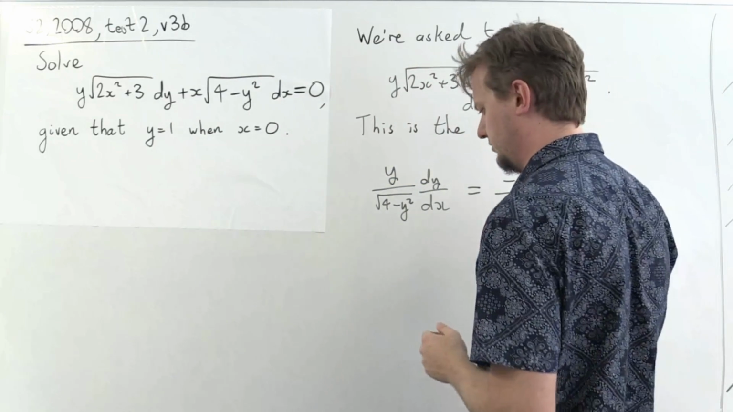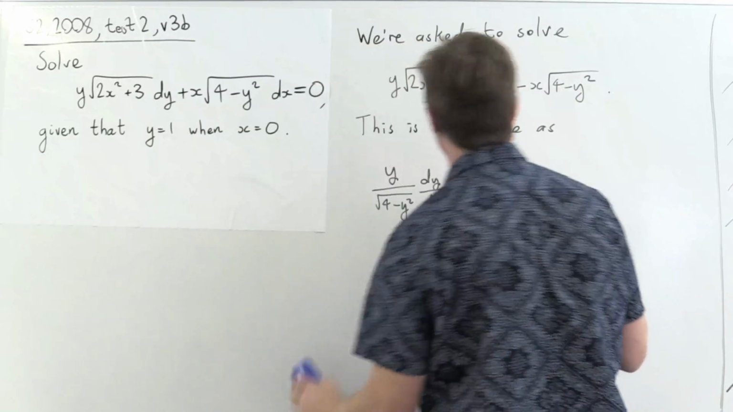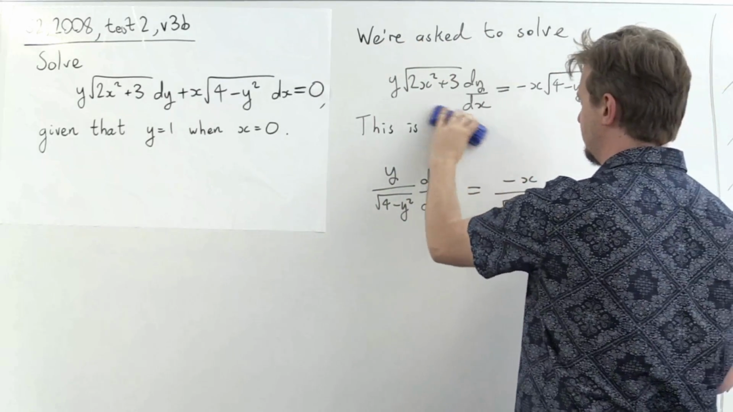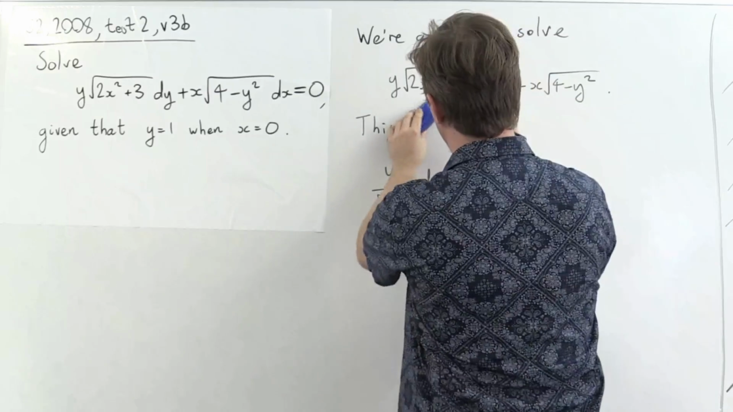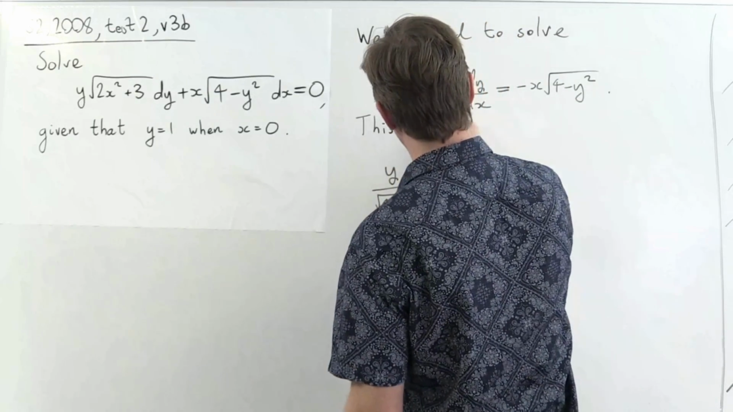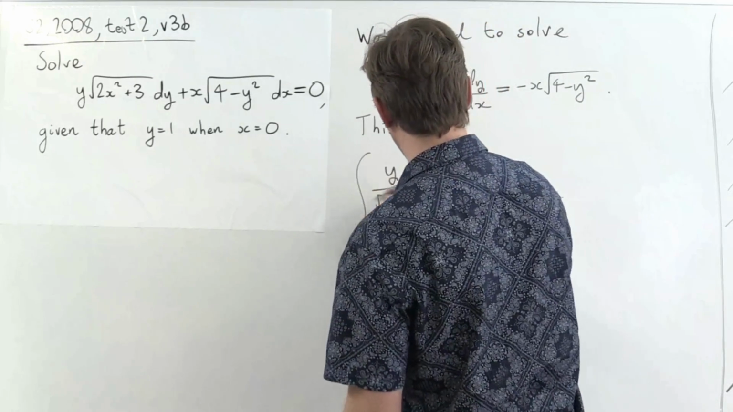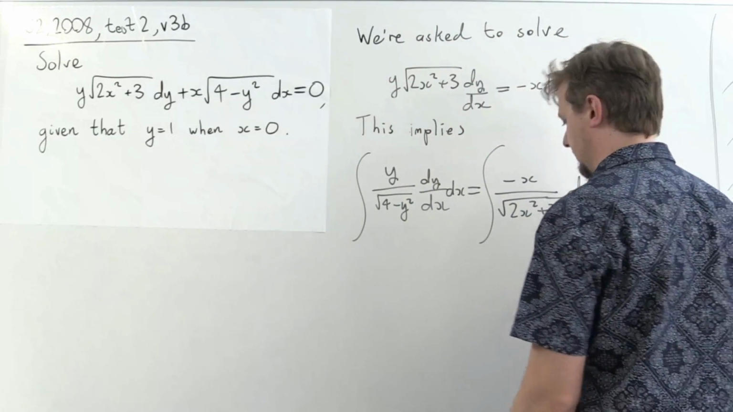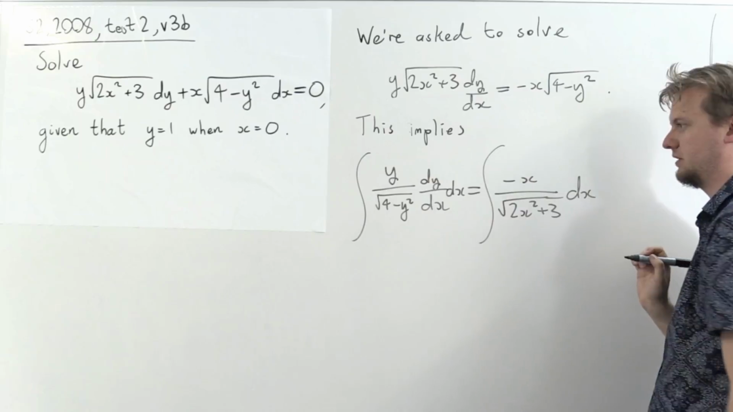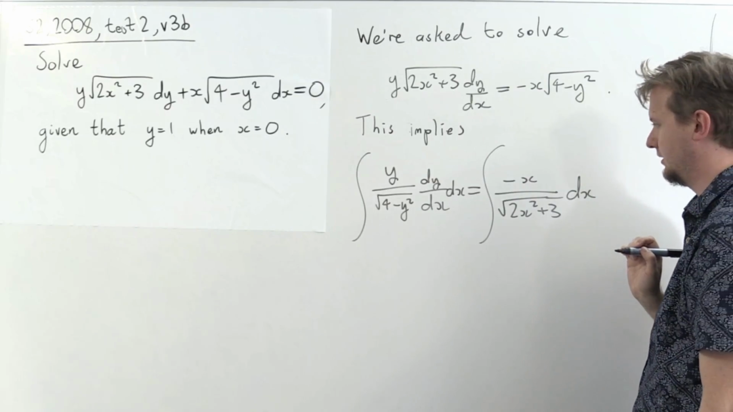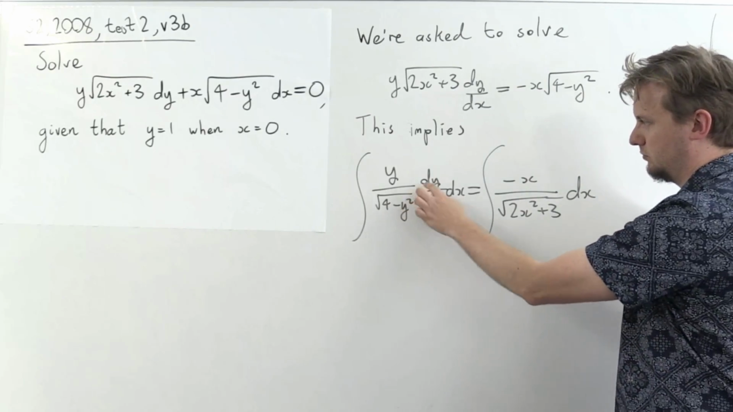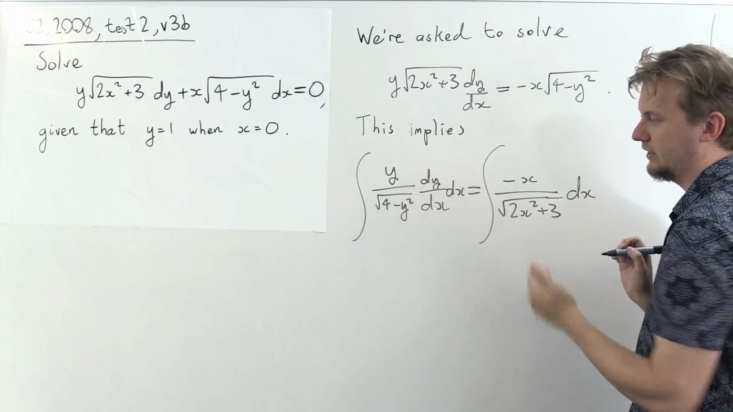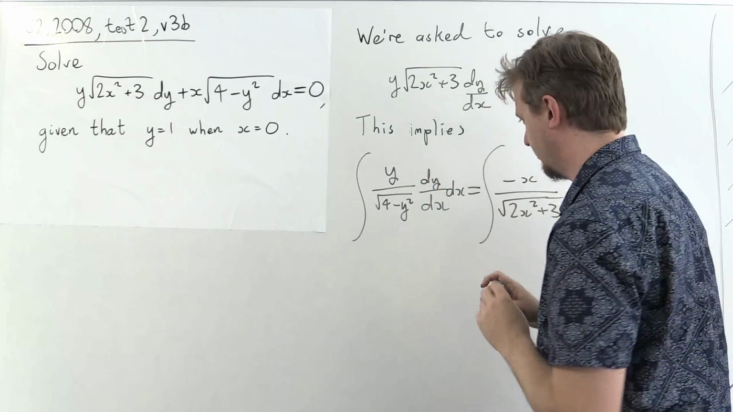So I'm actually just going to do this in place. Maybe I shouldn't have said this is the same as much as I should have said this implies. I'm going to integrate this dx, integrate this dx. So I'm just integrating both sides with respect to x. Now the nice thing here is, this is really just a dy element, so it's really just an integral with respect to y.